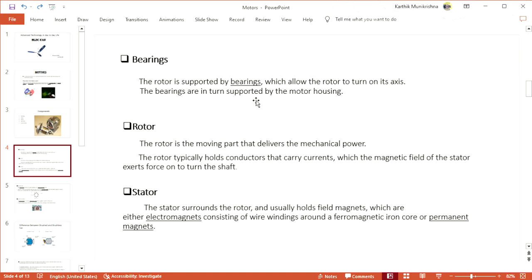Bearings are a rotatory part which support the rotor when it is rotating by using the electricity supply. The rotor is also a moving part. It can deliver the mechanical power when the magnetic field of the stator generates the magnetic field to turn the shaft. The stator is a stationary component which usually holds the field magnets. The stator consists of wire windings around a permanent magnetic field.